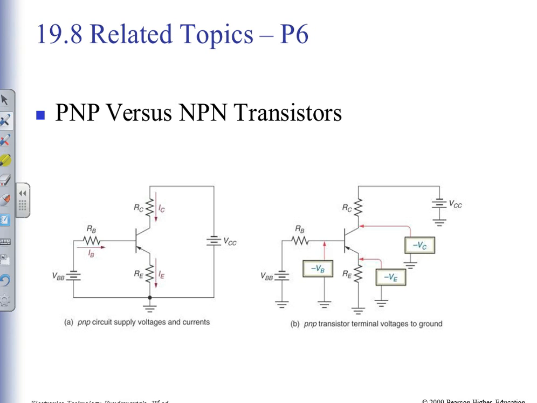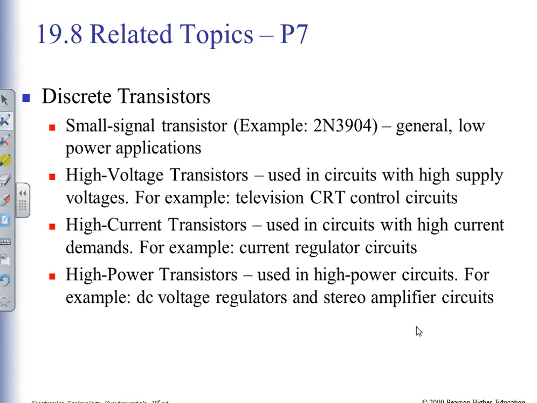Related topics. I don't see anything too related there. Discrete transistors. We can have small signal transistors. We can have voltage transistors. We can have huge current transistors. We can have power transistors. My biggest diode only passes 2,000 amps. I don't have a transistor that does that.